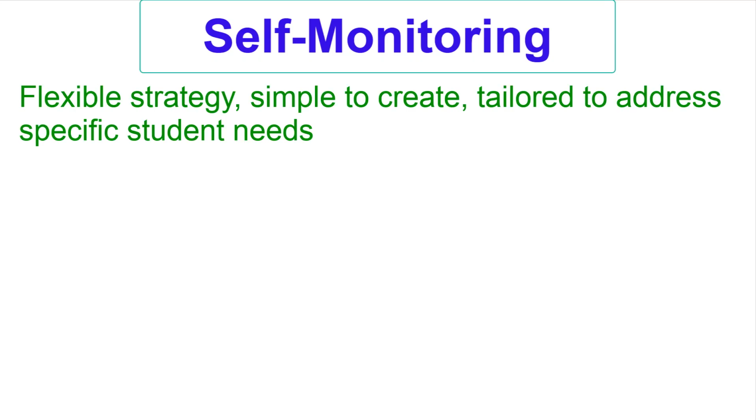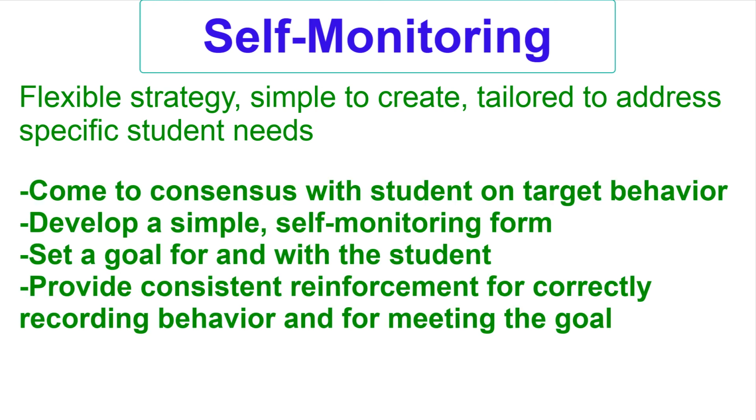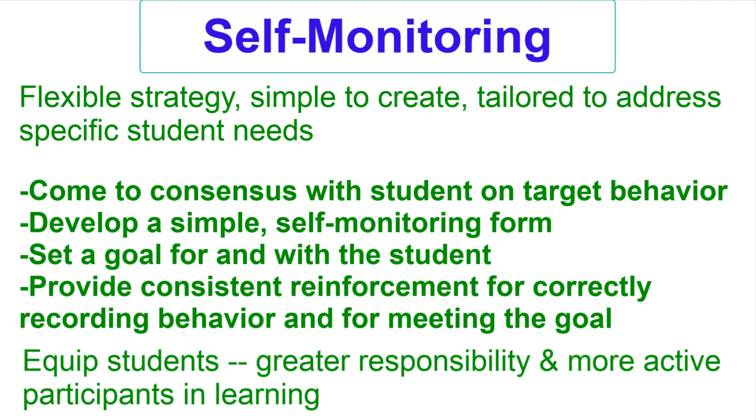Self-monitoring is a flexible strategy that is usually simple to create and can be tailored to address specific student needs. In summary, it is important to come to consensus with the student on the definition of the target behavior, develop a simple self-monitoring form, set a goal for and with the student, and provide consistent reinforcement for correctly recording the behavior and for meeting the goal. Self-monitoring can equip students to assume greater responsibility and become more active participants in their own learning.